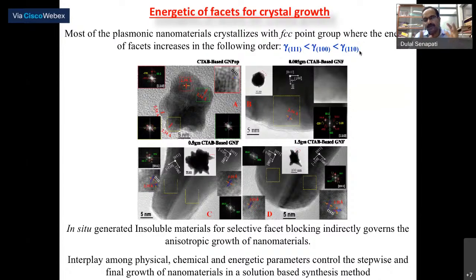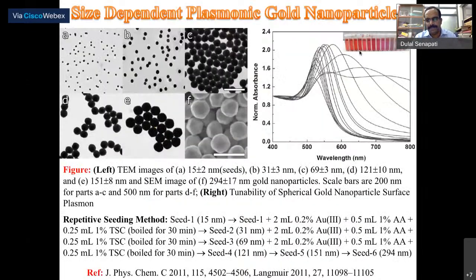That's what happens most of the time when we use a synthetic protocol where we generate a blocking agent like silver chloride. The 110 facet always blocks, and the 111 and 100 facets are open to grow. That's why we get a directional property of the nanotube. So this is how we can vary the size of the plasmon.